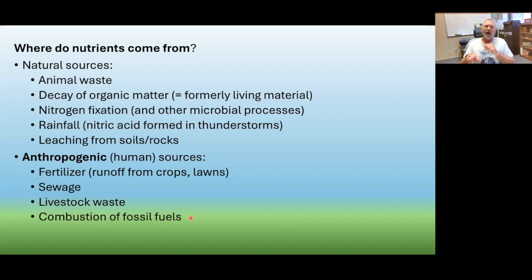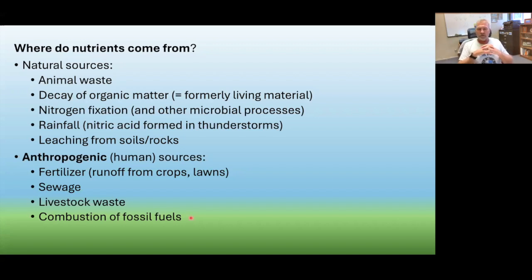Leaching from soil and rocks. And I talked about this earlier. Phosphorus is found in a lot of rock material. And so phosphorus is really important to plants as a nutrient. But the places you can derive it from are relatively limited. So leaching is a really important source of phosphorus in a lot of habitats. There are anthropogenic sources as well.